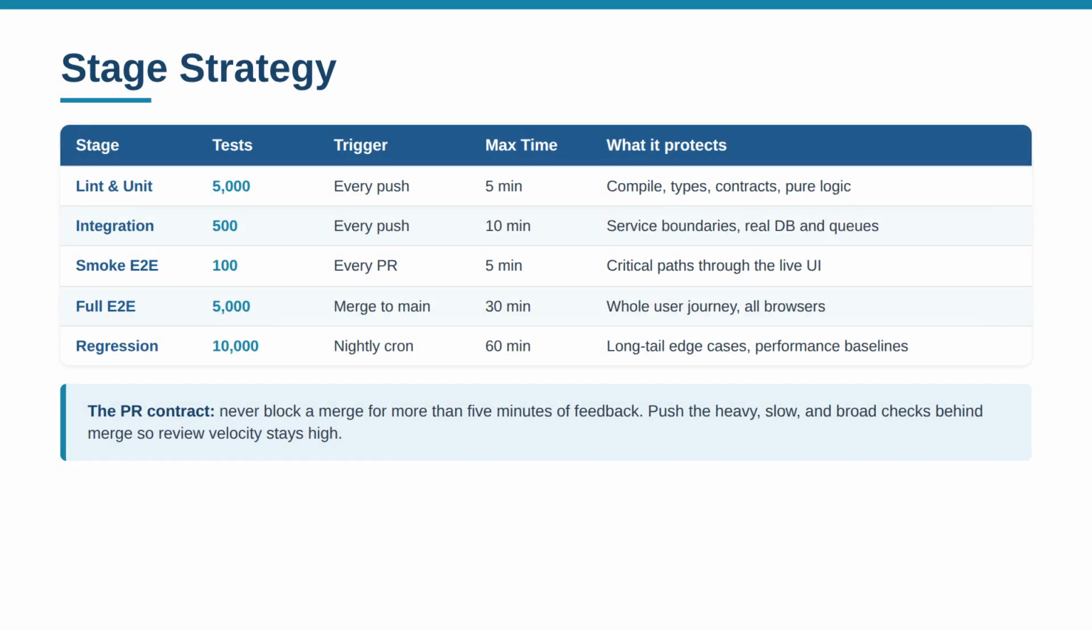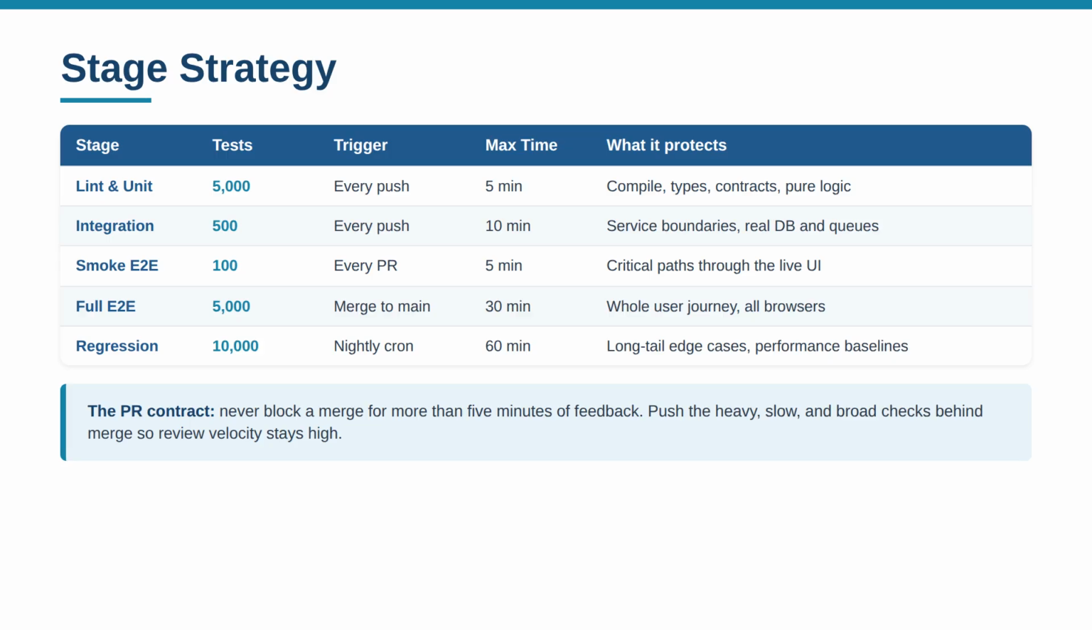The foundation of fast, reliable testing in CI is the right stage strategy. Think of it as 5 concentric rings. The innermost ring is lint and unit tests, 5,000 tests, triggered on every push, capped at 5 minutes. These protect compile correctness, types, contracts, and pure logic. The next ring is integration tests, 500 tests, also on every push, capped at 10 minutes. These verify service boundaries, real databases, and queue interactions.